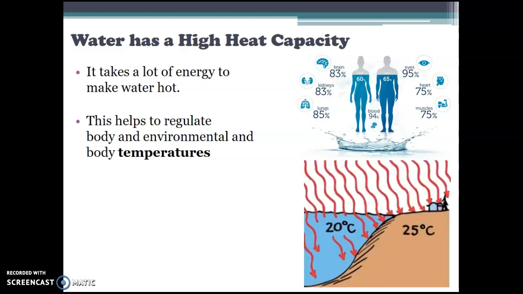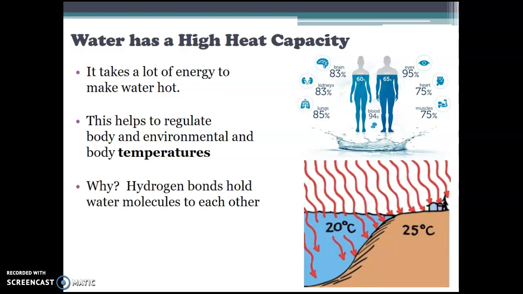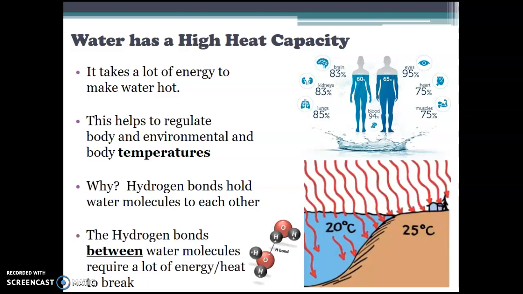Environmental temperatures are also stabilized because of this. So think of maybe down at the ocean. During the day, the sand will be very hot, but at night, the sand seems to get very cold, or much cooler. The ocean temperature resists that change. So even when the sun is shining, or at night when the sun is no longer out, the water temperature pretty much remains the same. Why is this? Well, it's because of those hydrogen bonds. Hydrogen bonds hold the water molecules together, preventing them from a lot of change or a drastic change in temperature. Those hydrogen bonds have to break in order to allow that temperature change.